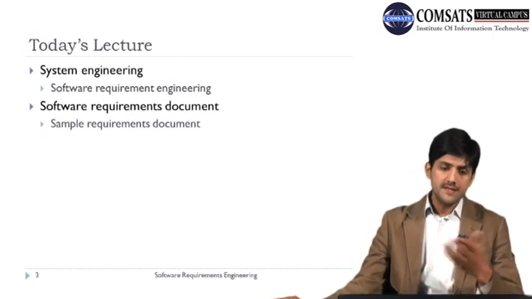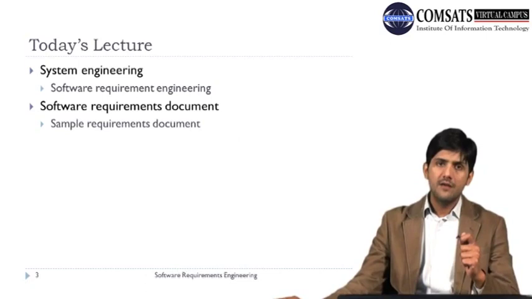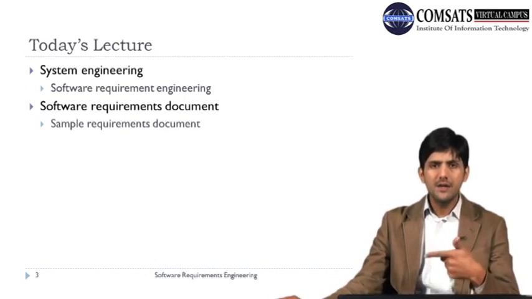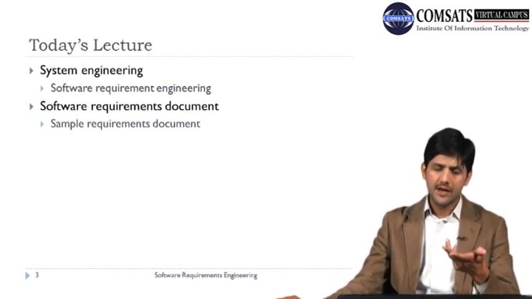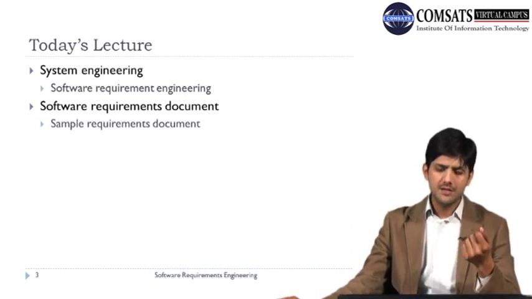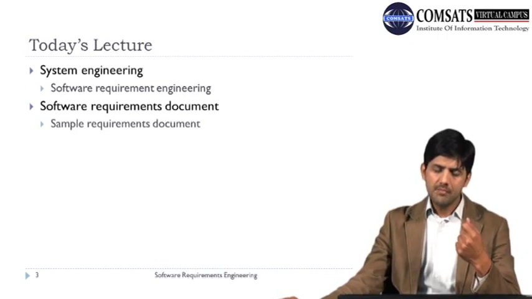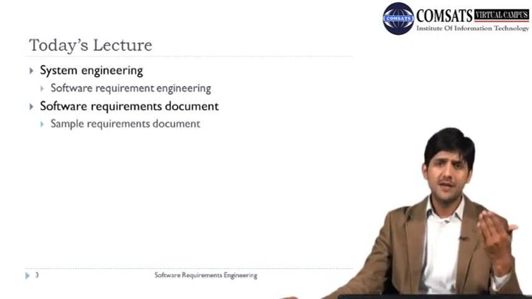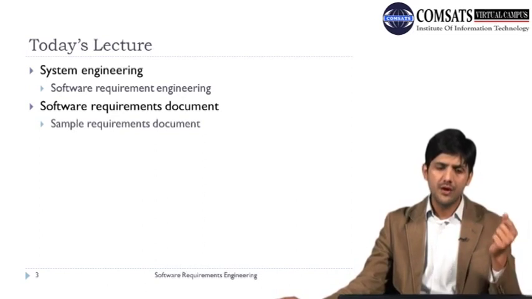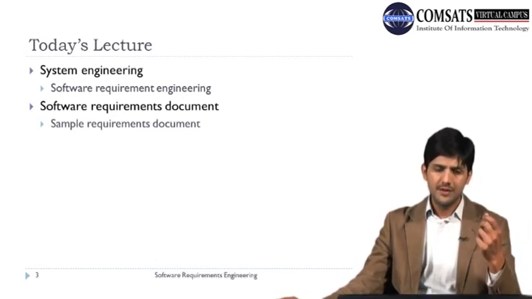So in today's lecture, as I said, we are going to talk about systems engineering, and where software requirement engineering falls into system engineering. Then we will look at what a software requirements document looks like. I have a sample requirements document of one of the projects which one of my students did, and I'm going to share it with you just to give you a flavor of what an SRS may look like. It's not perfect, but it will give you an idea of the different sections that we should have in a requirements document, what functional requirements are, and how we express non-functional requirements. So we are going to look into that example.